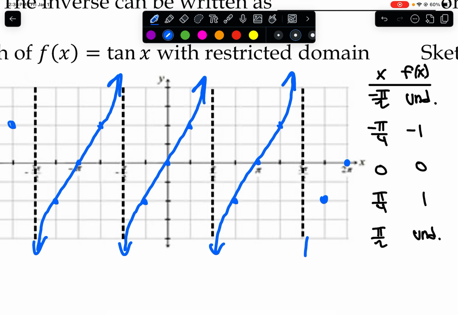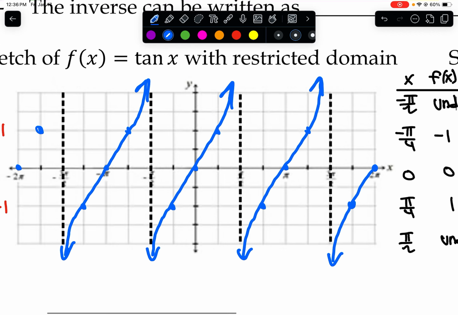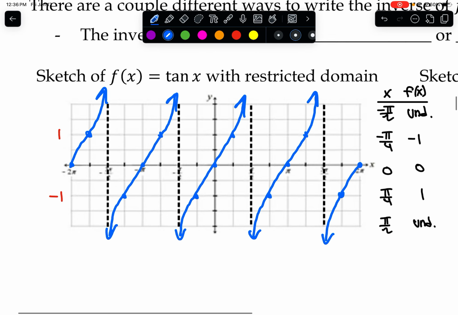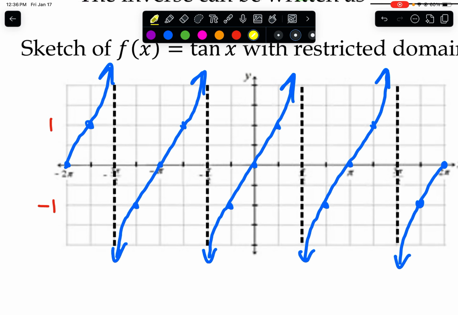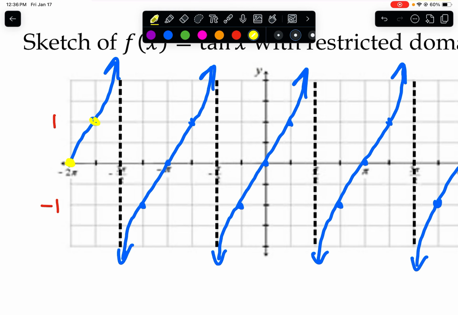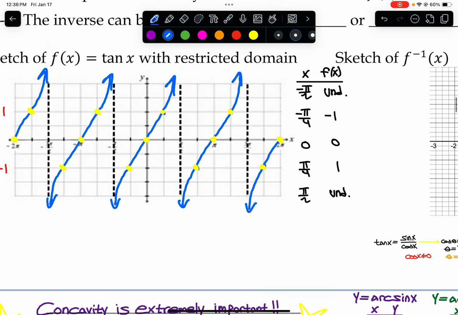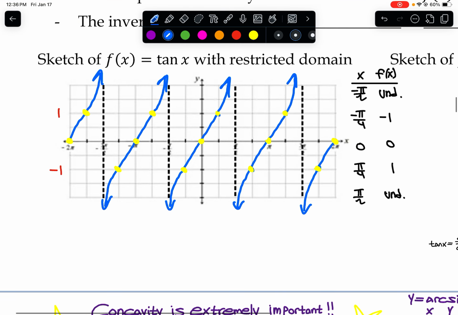Okay, and then down here, we're going to have a partial cycle. Then over here, another partial cycle. Okay, so here's what your graph's going to look like. So now I'm going to go over the points. That way the points are a little bit more clear. All right, so now I'm ready to do the inverse.